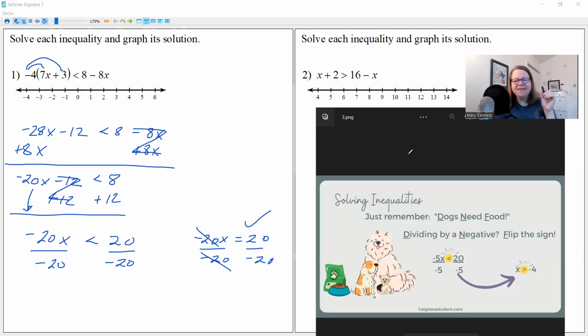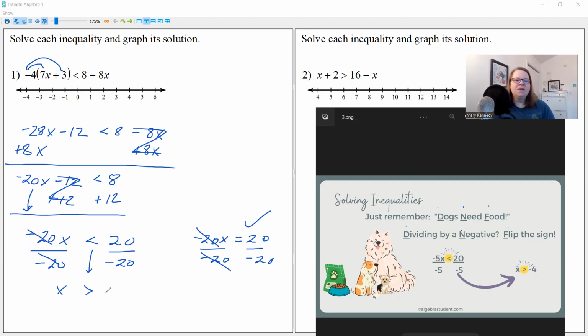Now, I want to remind you of a kind of silly way to remember something super important, but our brains remember silly a lot easier than they remember the plain boring normal stuff. If you're dividing by a negative right here, we're going to have to flip the sign. So we have to flip it from less than to greater than. If it had been greater than, we would flip it to less than. So just like dogs need food, DNF: divide by a negative, flip the sign. Let that help you remember that when we divide by a negative, we have to flip the sign.